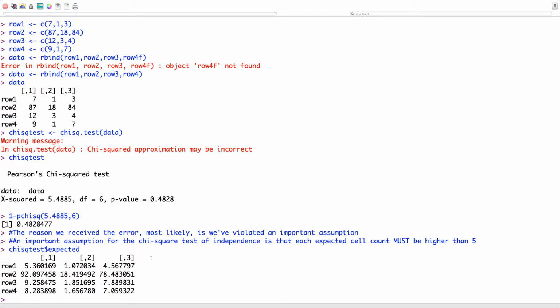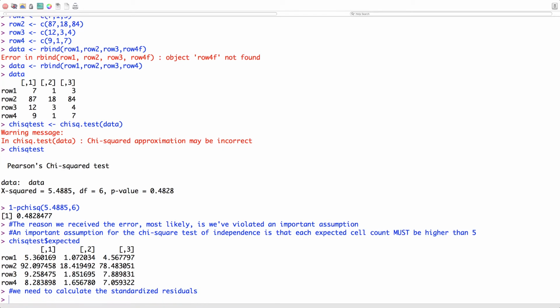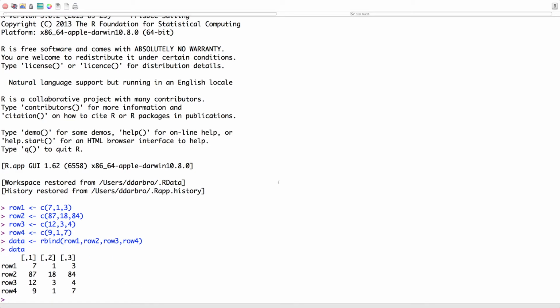Now, another thing I want you to be able to calculate is the standardized residuals. As fate would have it, the computer crashed, and actually QuickTime quit on me and crashed. So fun stuff. This is the reason things look a little bit different.